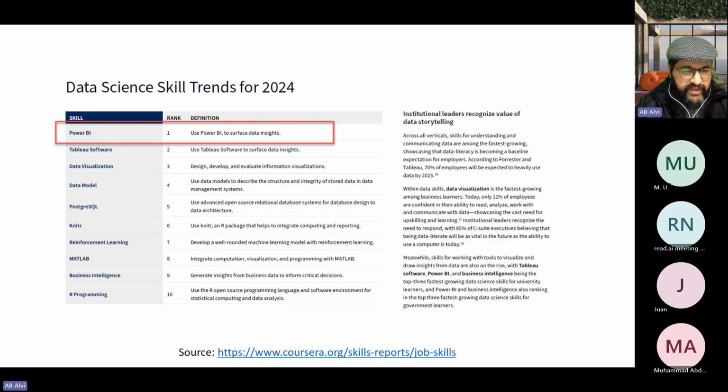There are so many other things you can read about Power BI, and people talking about Power BI as one of the skills to learn in 2024. I'm not going to elaborate on that, but it is important that you should learn Power BI.